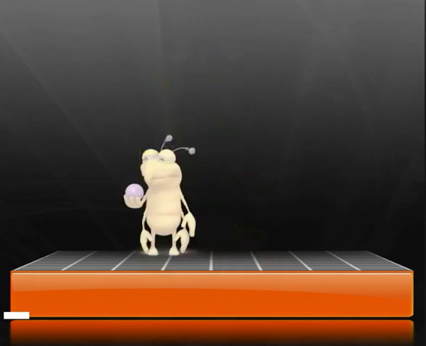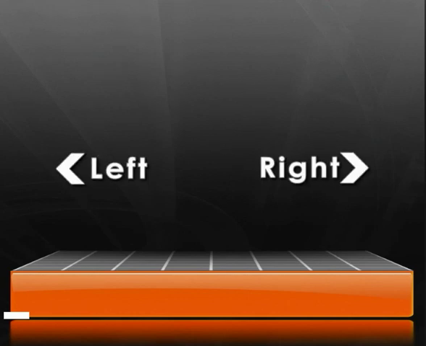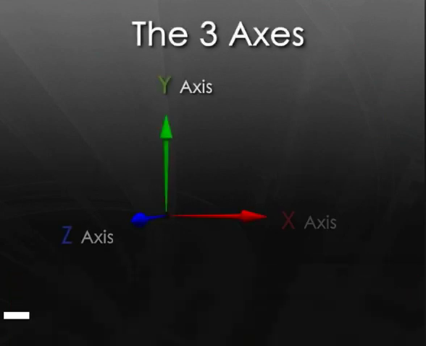But there's a problem with saying we can move it left and right, because what if our view changes? What was left a second ago is now right. Luckily, mathematicians have given us a handy guide to describing 3D space by breaking the three dimensions into three axes. Let's move our view back to where we started.